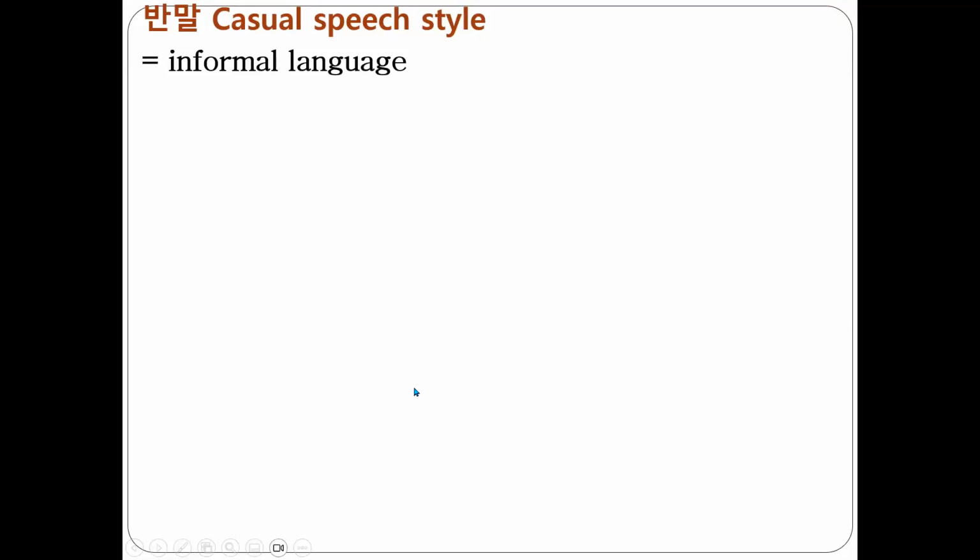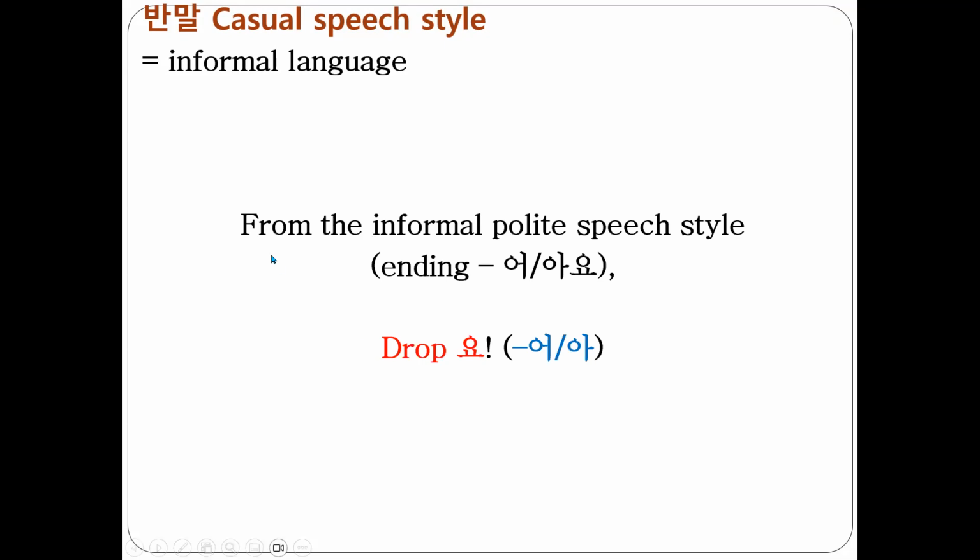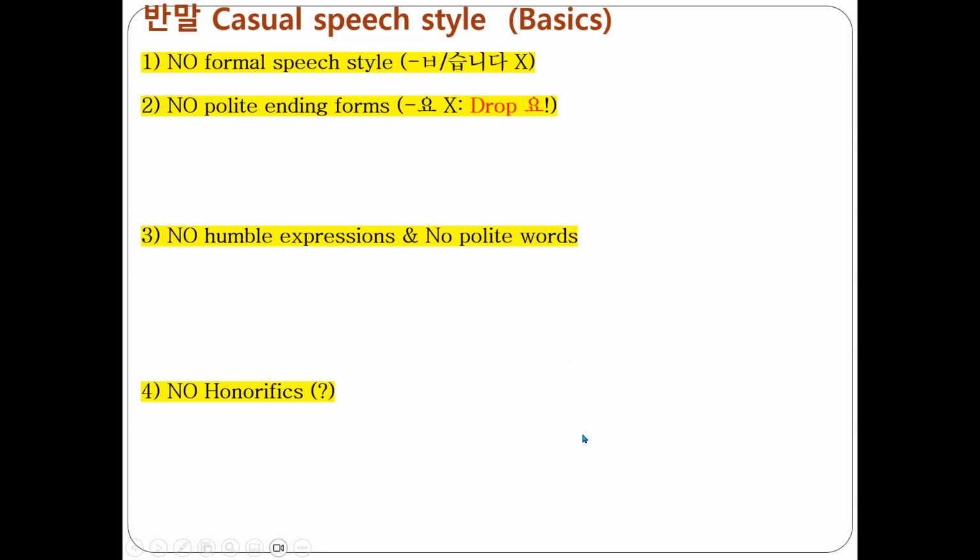The typical way to make 반말, as you remember, is from the informal polite speech style ending with 어요, 아요: from there, drop 요, then the leftover is 어, 아. This is the really basic structure of 반말, right? So that's why some people say that 반말 is all our speech style. But anyhow, we will go over the basics again.